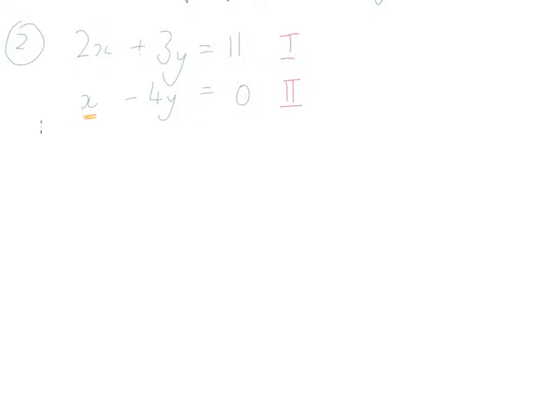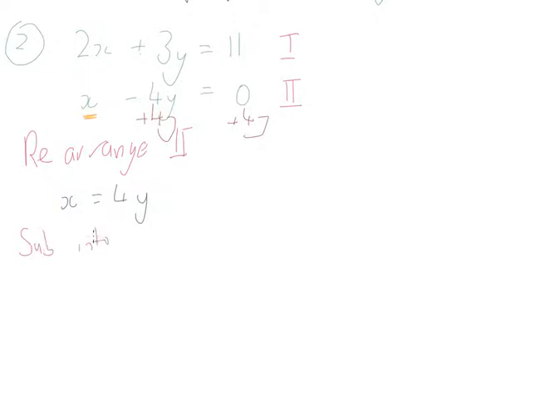So I'm going to rearrange equation 2. That's going to get me x equals 4y. Of course, the process I've just done there is add 4y to both sides. Anyway, that's that one rearranged. I'm going to then substitute that into equation 1. We're always starting with 2 equations, 2 unknowns, trying to reduce it to 1 equation, 1 unknown.